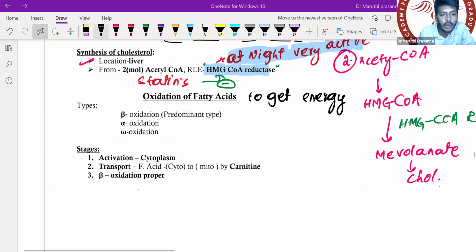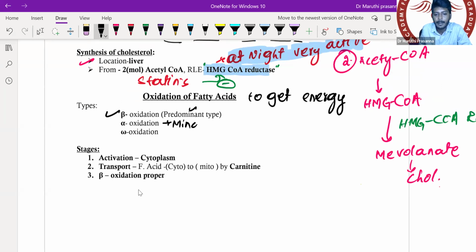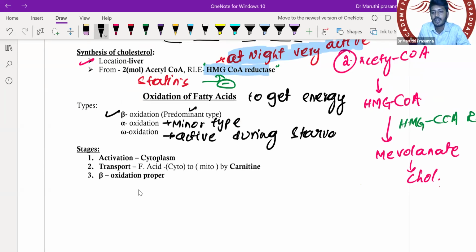The most common, predominant type of fatty acid oxidation is beta oxidation. Then alpha oxidation is the minor type. Omega oxidation is active during, very important, which one? Starvation. Active during starvation.